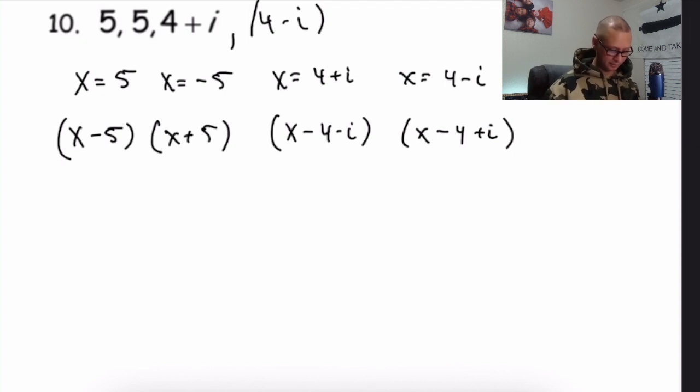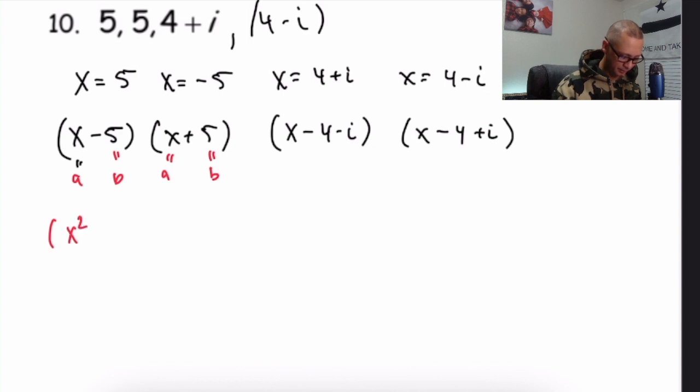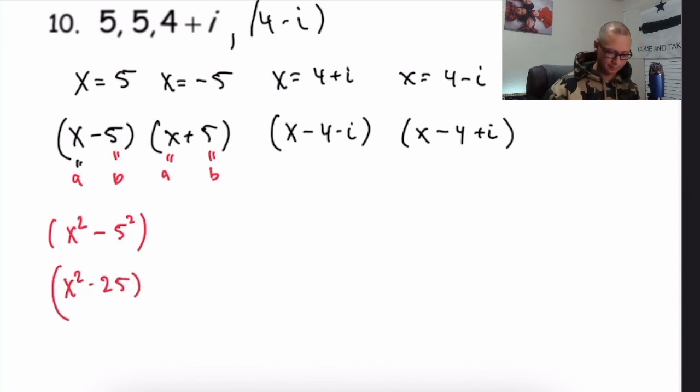Okay, let's start with the first two. They seem to be the easier ones. So this is a difference of squares, right? It's a difference of squares in reverse, right? Think of this as your A. This is your B. A minus B, A plus B. We can write that as A squared minus B squared, which is just 25 basically. So x squared minus 25.